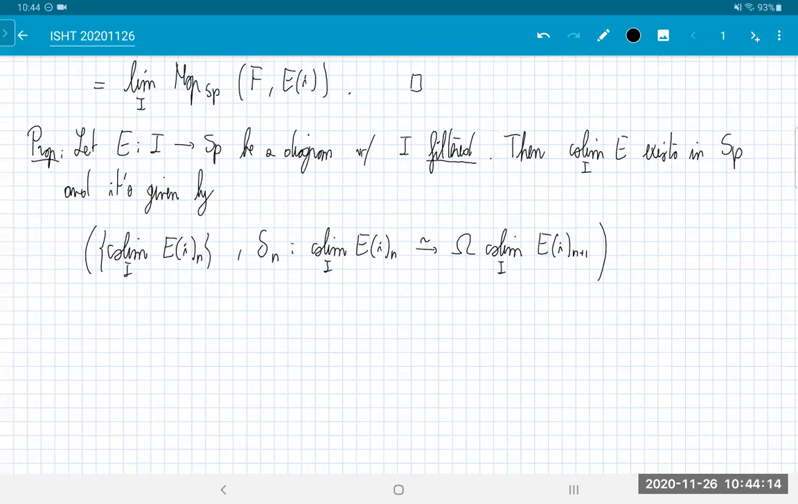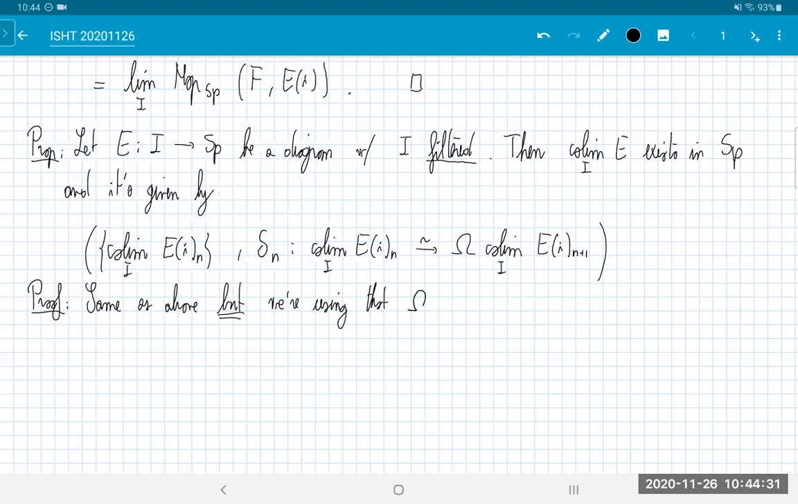And the proof is the same as above, but it's very important that we are using that omega commutes with filtered colimits. You can see, otherwise you cannot prove that delta n is an equivalence.